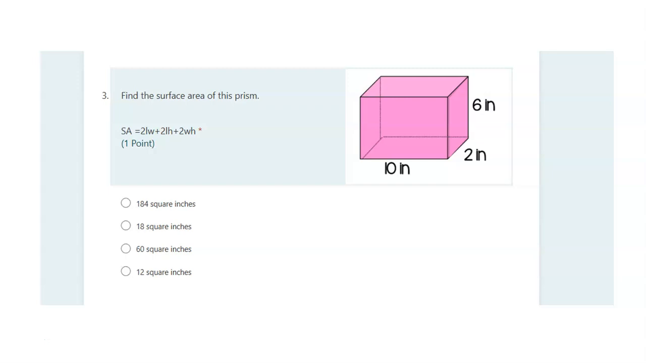Question number 3, you needed to use the formula for surface area of a rectangular prism. That formula is surface area equals 2LW plus 2LH plus 2WH. We would substitute in our values. 10 inches is the length, 2 inches is the width, and 6 inches is the height. So I'm going to go ahead and substitute those in here.